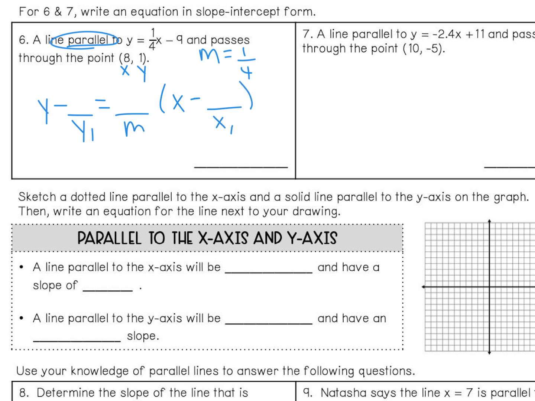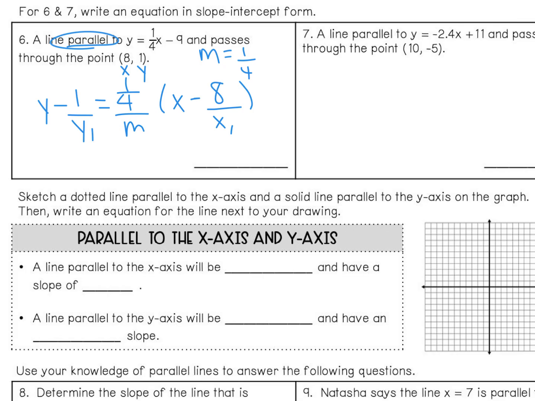Like this. So if we're using point slope, what am I going to put where? And what do we have to remember about our coordinates? You got to flip the coordinates. So y minus what? 1 equals 1/4 parentheses x minus 8.